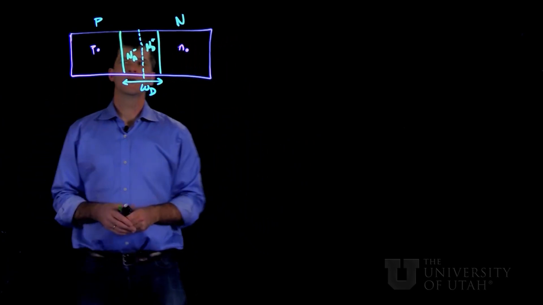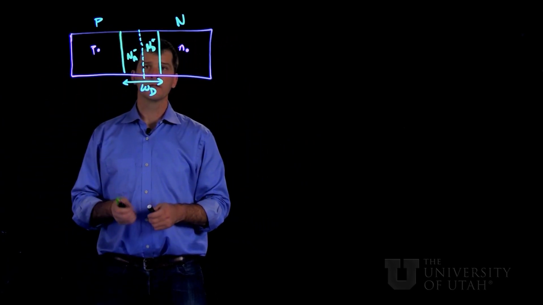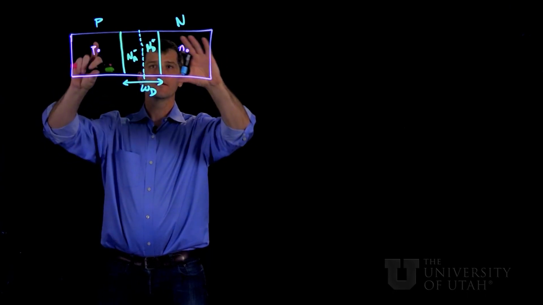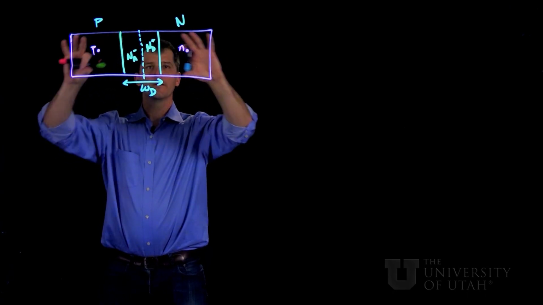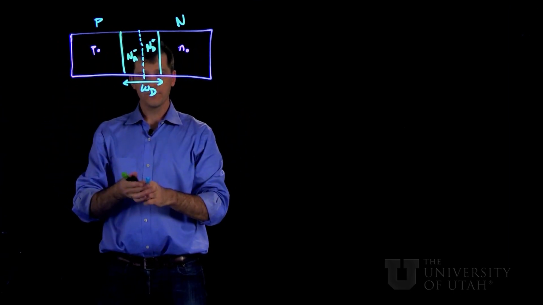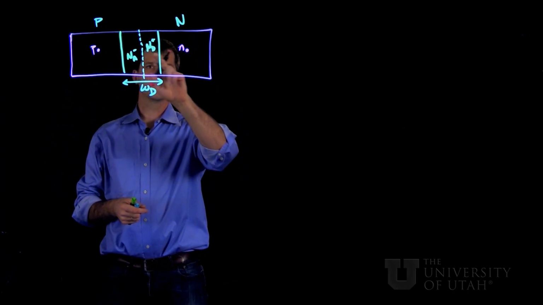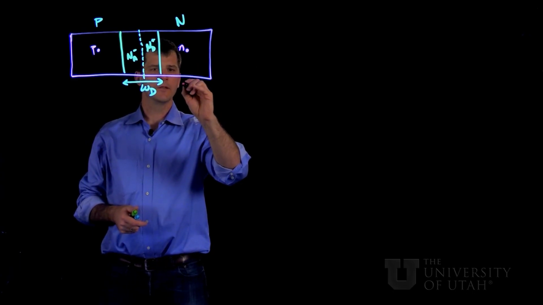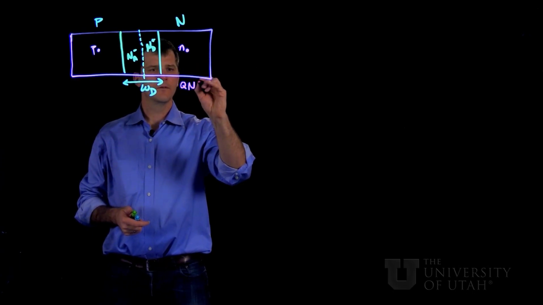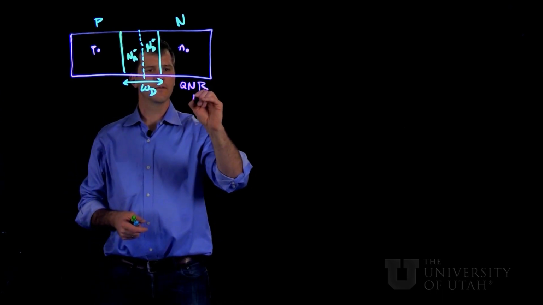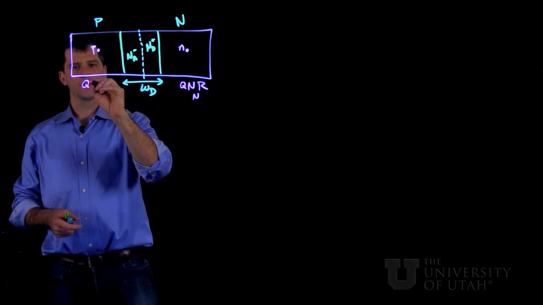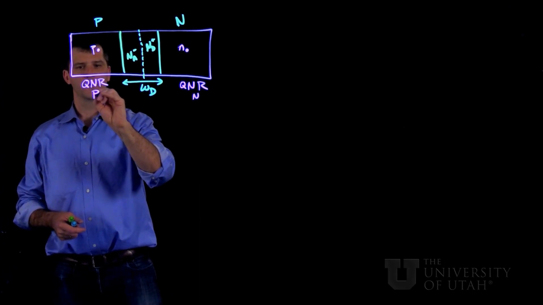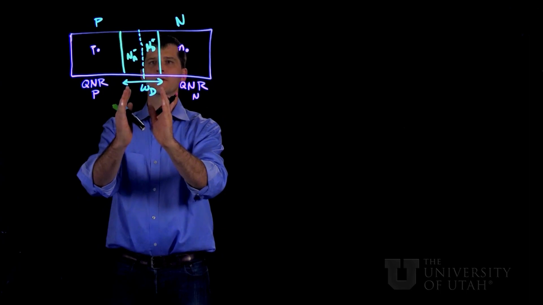So I've drawn here a real space picture of our junction. We have free carriers on both sides giving electrical conductivity to these two regions. And because N naught is the same as ND for full ionization, we call this region the quasi-neutral region on the N-type side. And similarly, we have a quasi-neutral region, or QNR, on the P-type side. Then we have our depletion width in the middle.